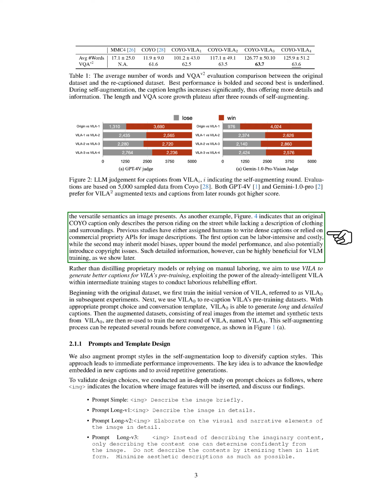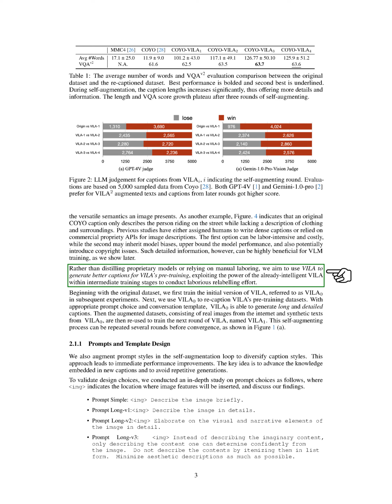Previous approaches have either tasked humans with writing more detailed captions or relied on commercial APIs for image descriptions. The first method can be labor-intensive and expensive, while the second may carry biases from the models used and could raise copyright concerns. We believe that detailed information is crucial for effective VLM training. Instead of relying on proprietary models or manual labor, we aim to use VILA to generate improved captions for its pre-training.